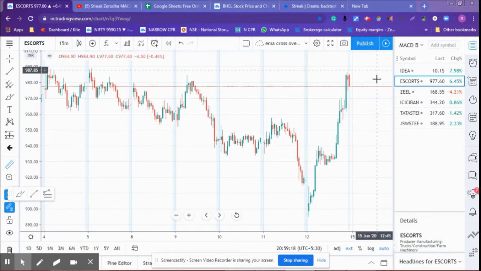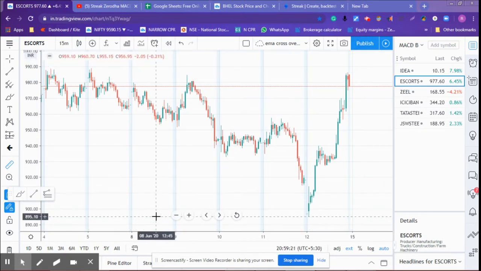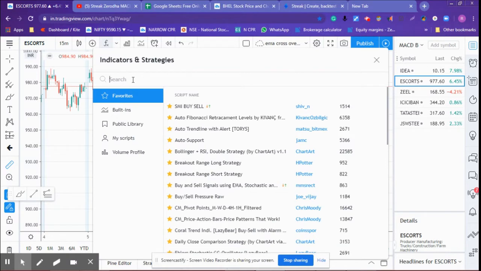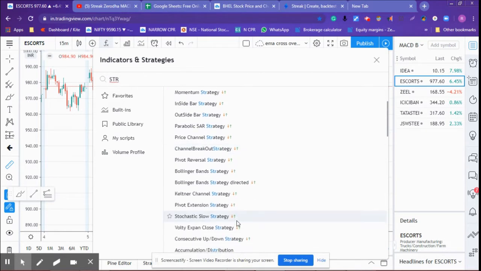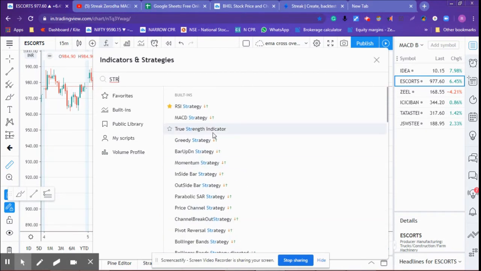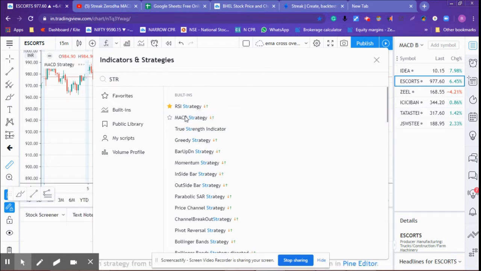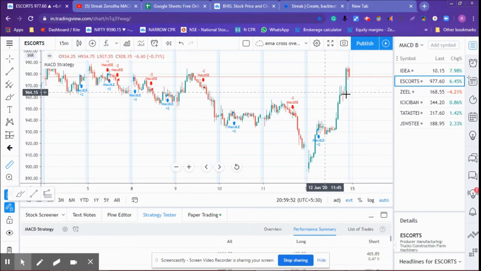This is a TradingView chart. When you go to a TradingView chart, there is an indicators and strategies column. If you type strategy, there are a lot of strategies available for free on the TradingView website. For example, my favorite strategy is the MACD strategy. I'm going to click on it, and when I click on it, it is applied to the chart.